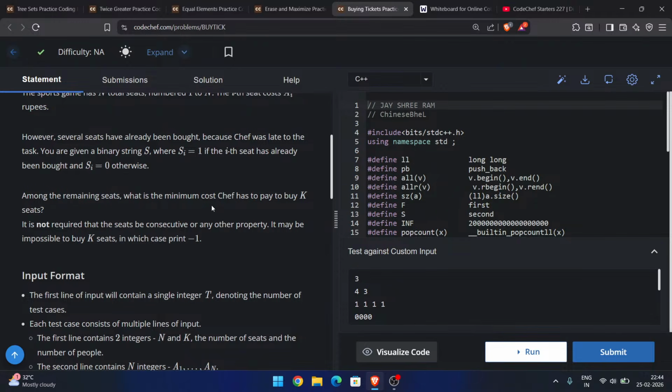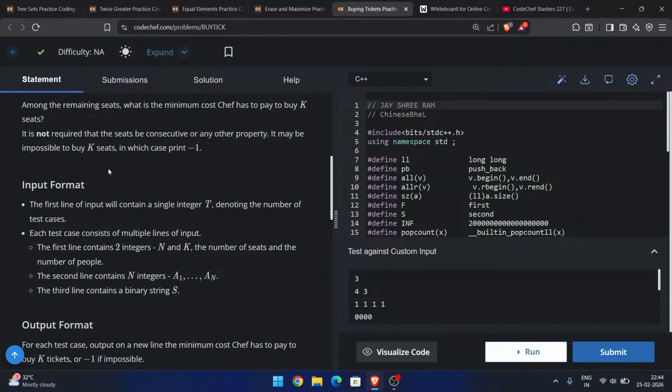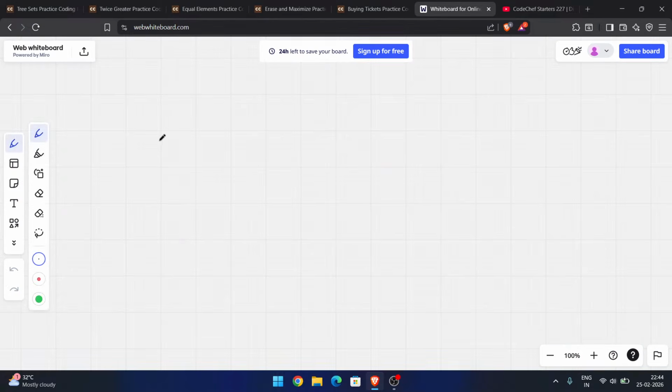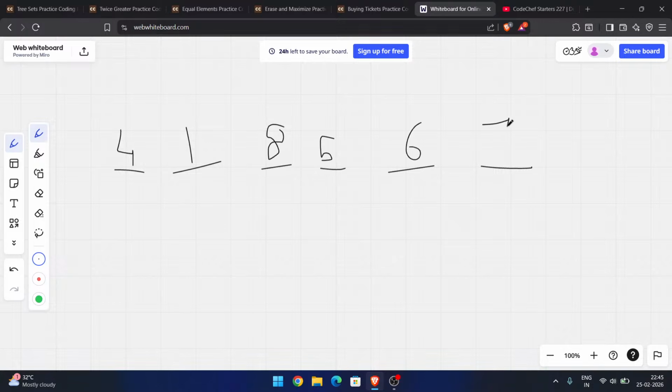Okay, so among the remaining seats, what is the minimum cost chef has to pay to buy K seats? It is not required that the seats be consecutive or any other property. It may be impossible to buy K seats. Okay, so what do we have to do here? So here we were given an array. These were seats and there was a cost to buy each seat. So each seat has a cost attached to it.